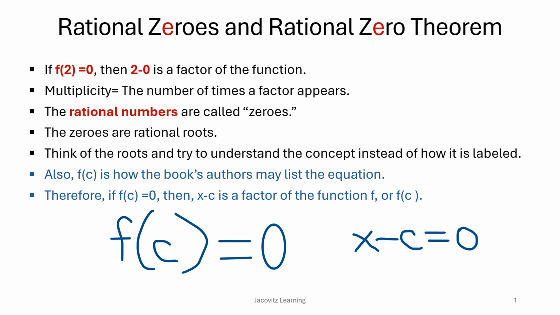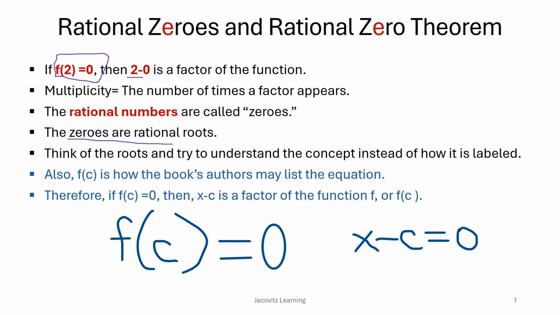Rational zeros and rational roots problems are some of the trickiest problems in Algebra 2. However, we have to understand some basics. So for instance, f of 2 equals 0 pretty much assumes that x minus 2 is a factor. In your textbook, you probably have f of c equals 0, so x minus c equals 0.